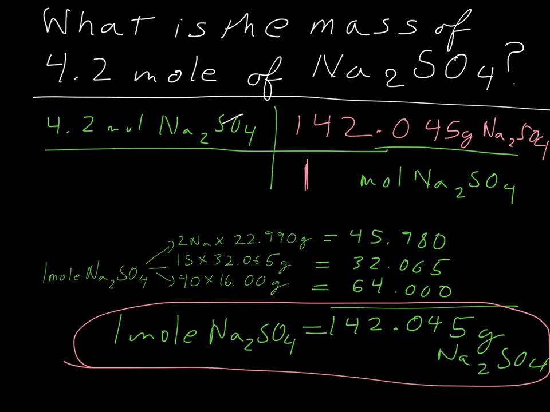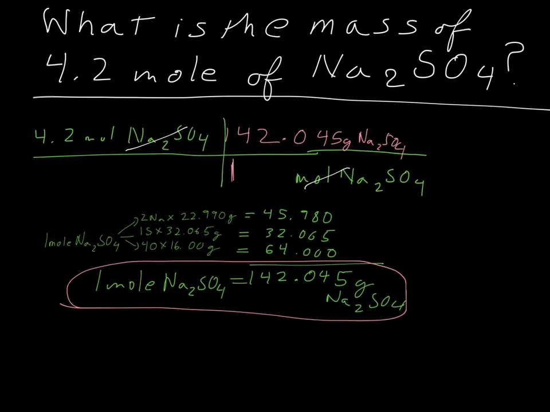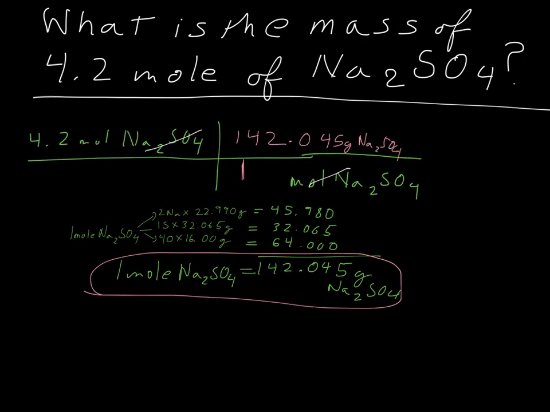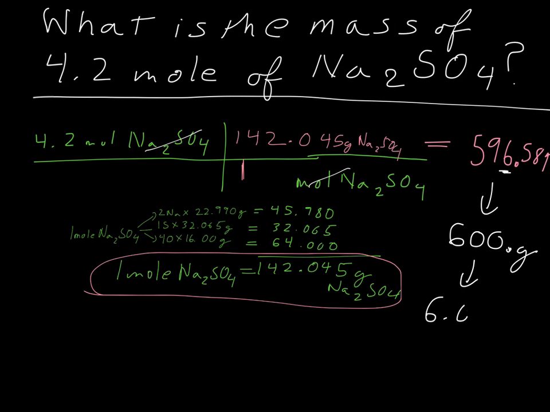All right. Now I've got my units to where they cancel out. I've gotten rid of moles of sodium sulfate, and I'm left with units of grams. So now I want to multiply everything on top, divide through by everything on the bottom. When I do that, my calculator gives me 596.589. But look at my sig figs here. I have 2 sig figs, so my answer should have 2 sig figs. So I'm going to round that. After accounting for sig figs, I have 600 grams, or if I wanted to be really correct, 6.0 times 10 to the second grams of sodium sulfate.